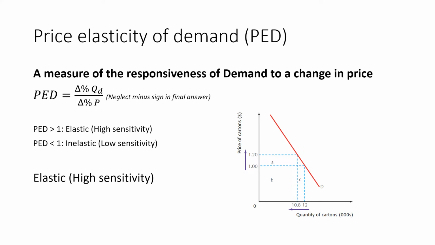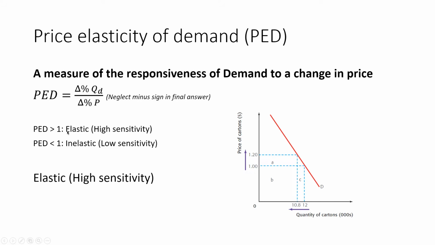Alright, so we have something called price elasticity of demand, or PED. This is a measure of the responsiveness of demand to a change in price. This can be mathematically expressed as the percentage change in quantity demanded over the percentage change in price. And you should always neglect the minus sign in the final answer, at least when it comes to PED calculations.